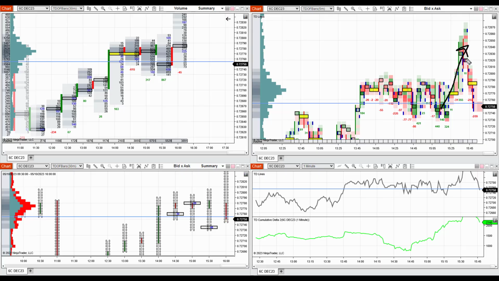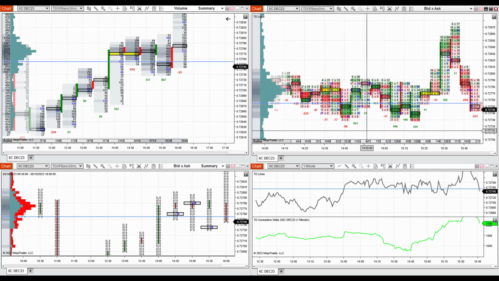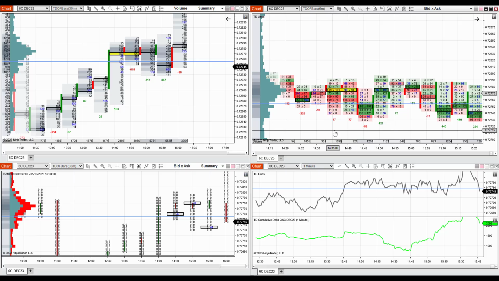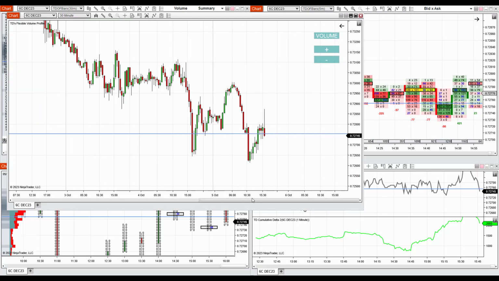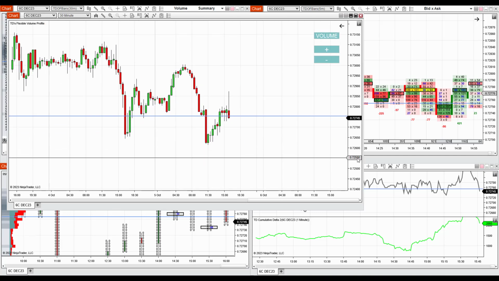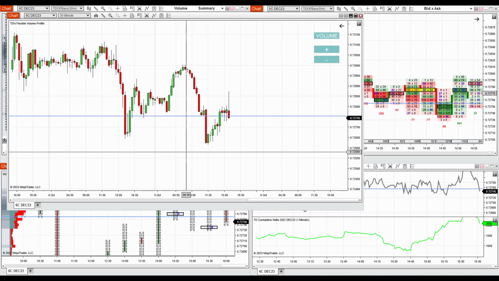Boom. If I didn't quit the trade, it would be a losing trade. So that's about that. Let me do just a little recap to make this complete. In the beginning, I used the volume profile to identify resistance zone.